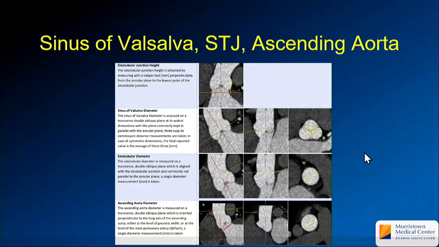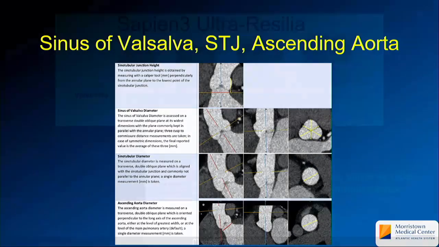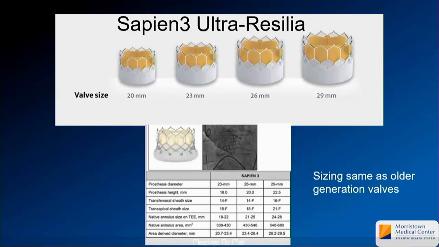This came out of that consensus document and just takes you through very nicely the other things that you need to look at: the sinus of Valsalva height, the sinus of Valsalva diameter, when we get up to the sinotubular junction, the diameter there, and beyond that, slightly proximally, the ascending aorta. And what do we do with these numbers?